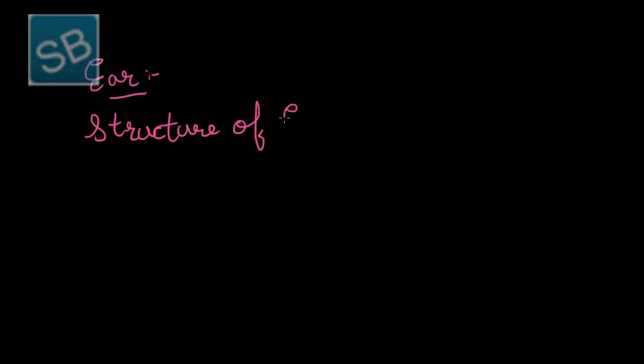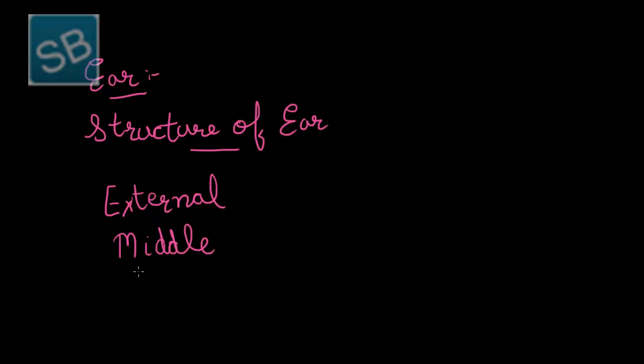Now, after studying about the sensory organ eye, its structure and mechanism, now we'll start with another sensory organ, that is ear. Let us understand first of all what is the structure of the ear. Ear basically consists of three parts: external ear, middle ear, and internal ear or inner ear.